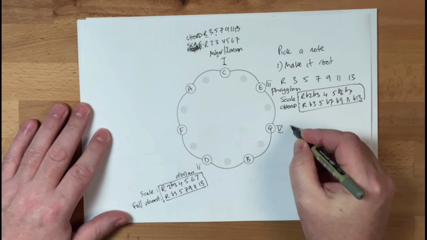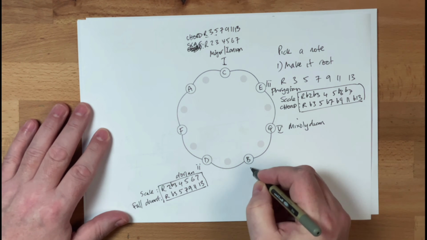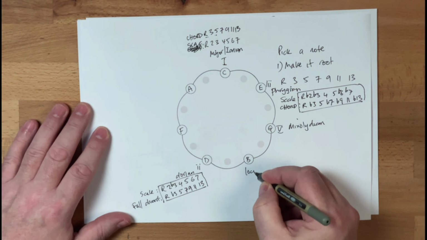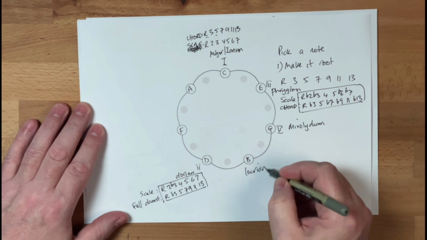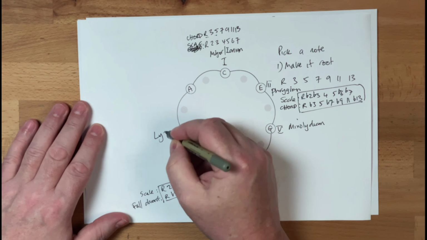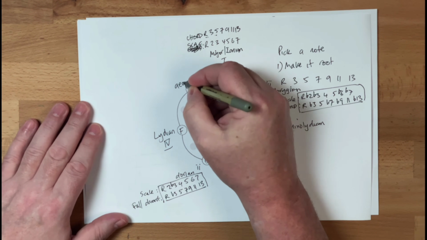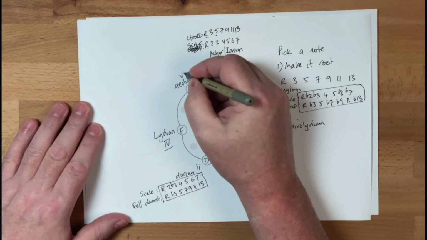It's chord 5. This is going to be Mixolydian. Right, okay. This is going to be Locrian. This, which is chord 7. This is going to be Lydian, which is chord 4. This is Aeolian, which is chord 6.